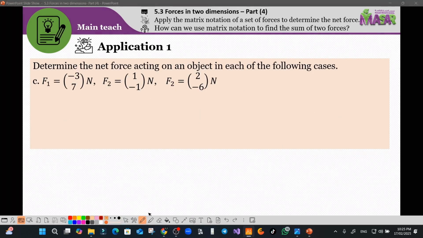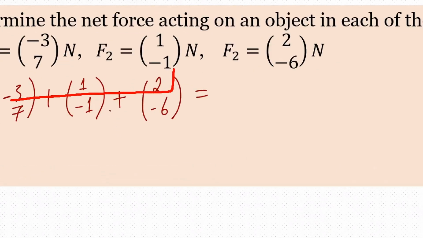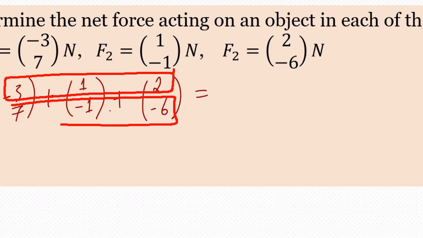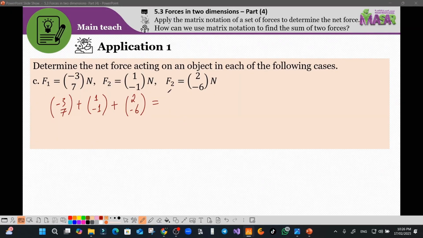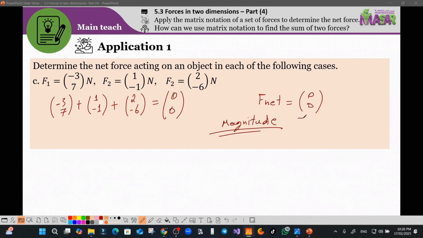Again, we need to determine the Fnet. Here we have 3 forces, so we will add them together: (-3, 7) plus (1, -1) plus (2, -6). Now remember that we will add all the entries of the first row together, and all the entries in the second row together. And the answer is (0, 0). And whenever the answer is (0, 0) for the F net, then the magnitude will be 0.